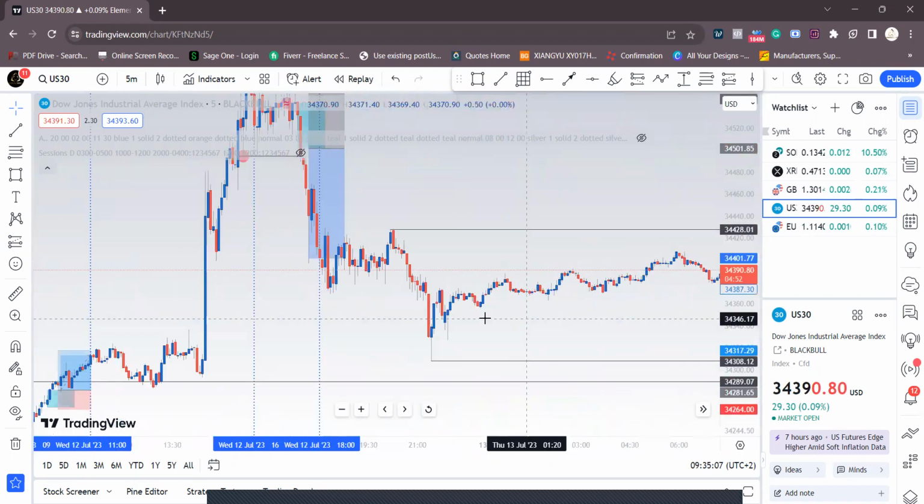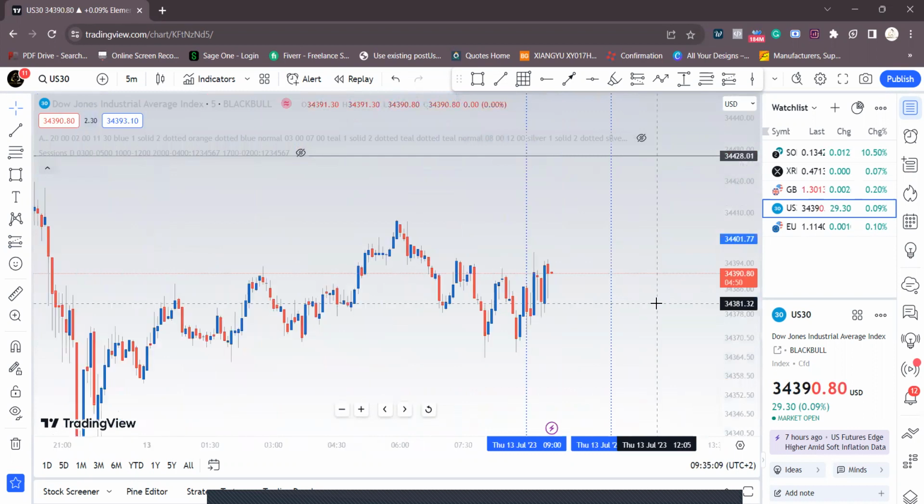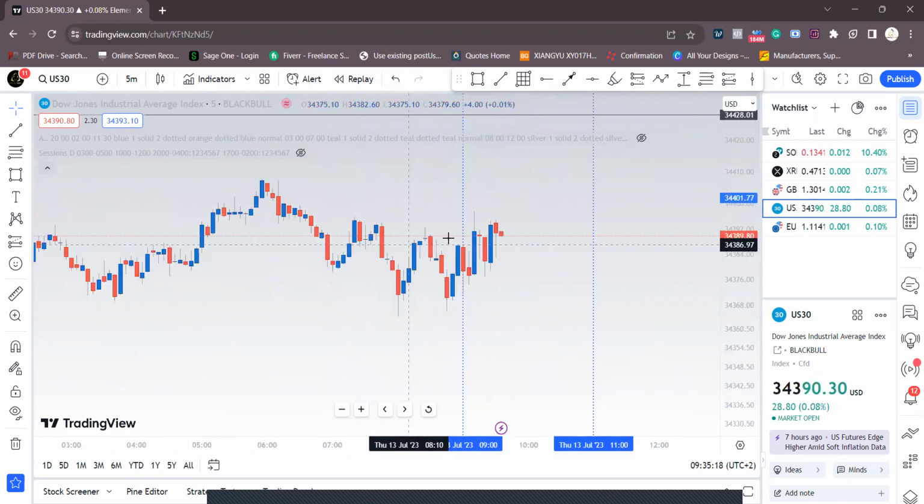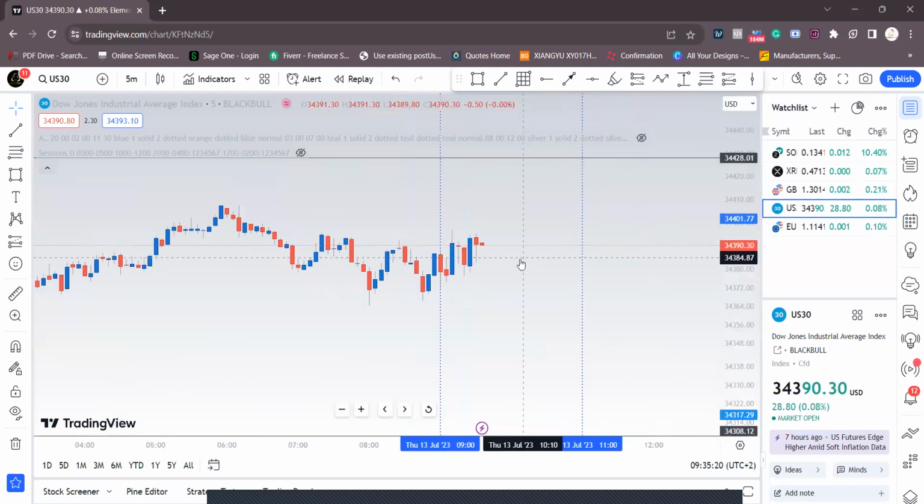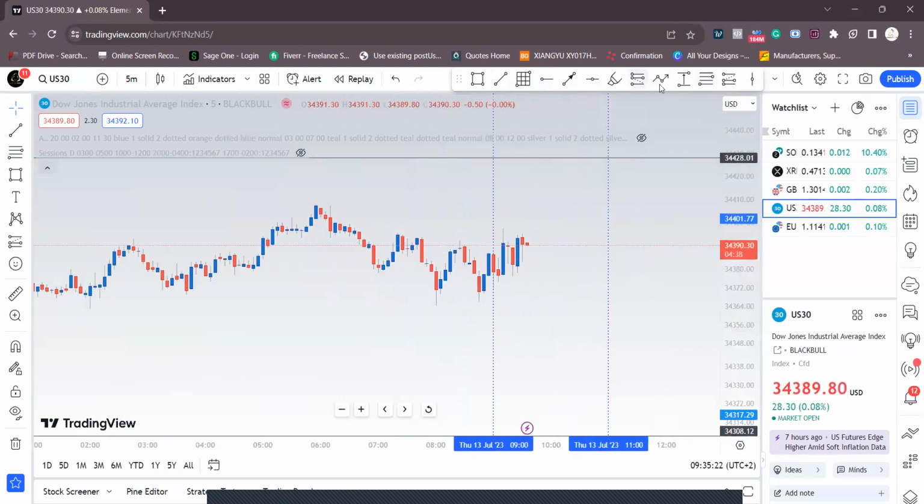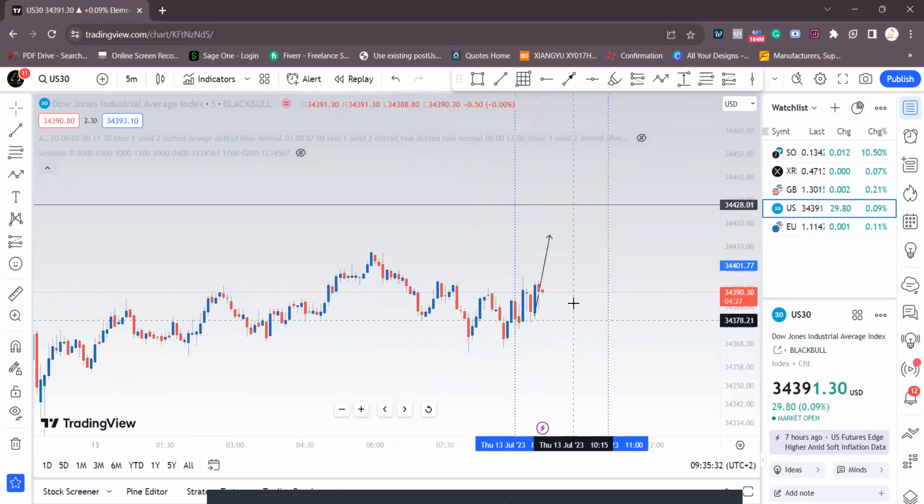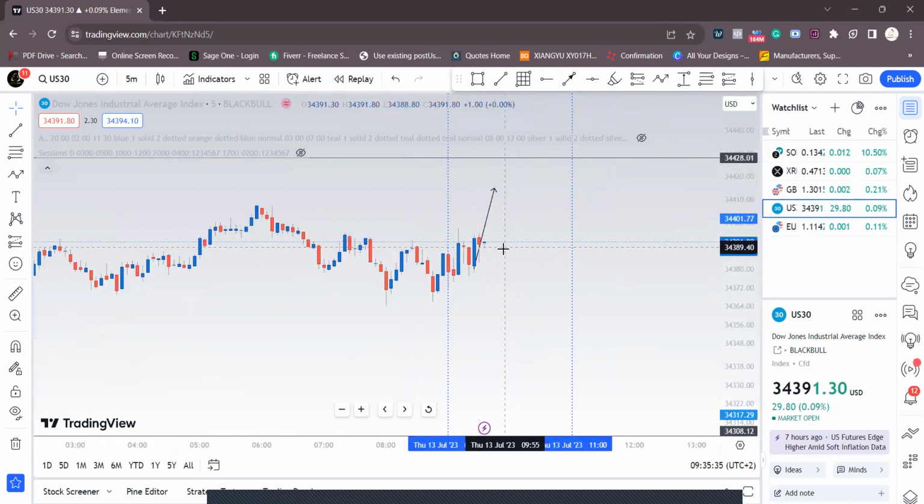Now we are in the new session, so let's see what we can look for. We had a displacement here, but no fair value gap yet to the upside, so there's no entry yet in this session. What I still want to see is a clear displacement to the upside, leaving behind a fair value gap. And then it needs to be worth it. It needs to at least give me a 1 to 2R into this liquidity pool here. Otherwise, I'm not going to take the trade. Let's see what happens in this session.